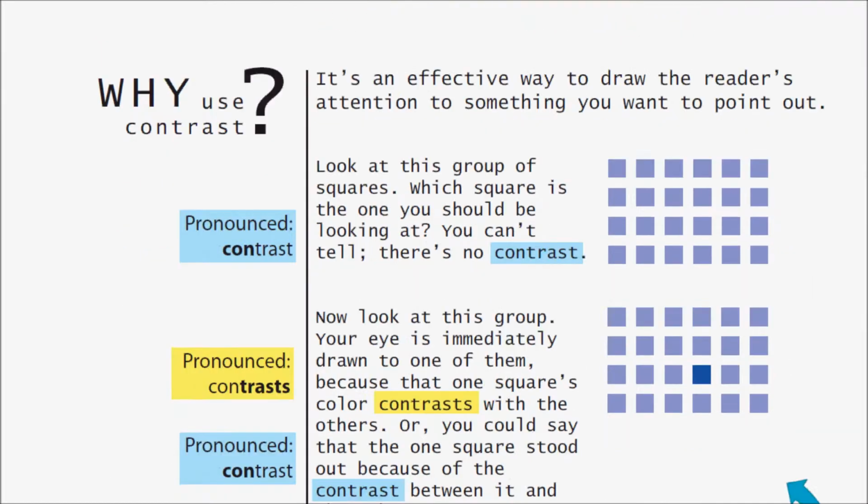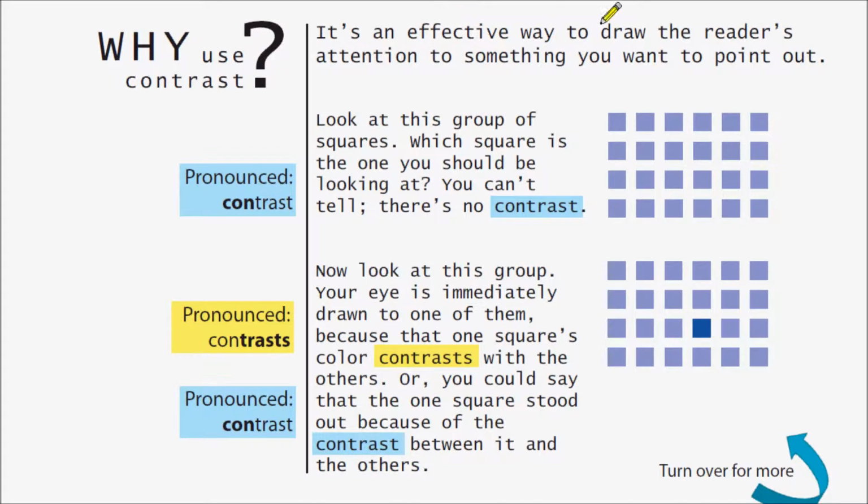And here's the reason why you use it. It's because it's an effective way to draw the reader's attention to something you want to point out. And here's an example. If you look at this group of squares, I want you to look at one of these. Now, which one do I want you to look at? Well, you can't really tell because there's no contrast between all of these and the one I want you to see. But if you see this next example, you'll see that this one right here is the one I want you to look at.